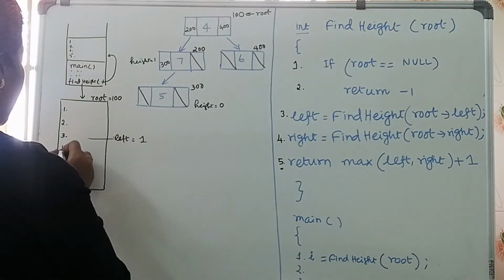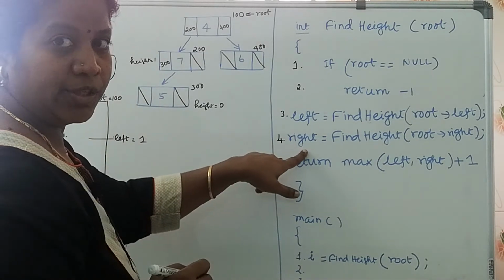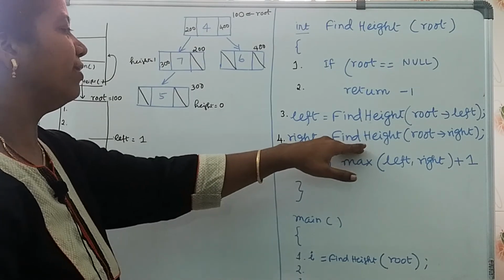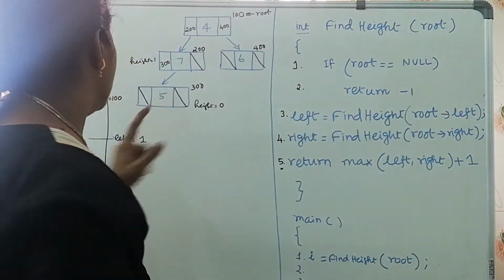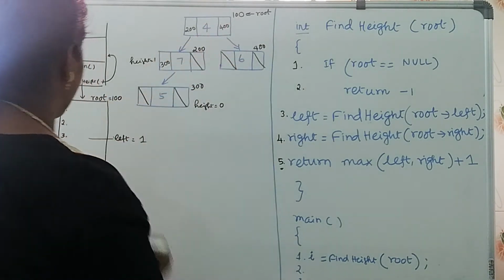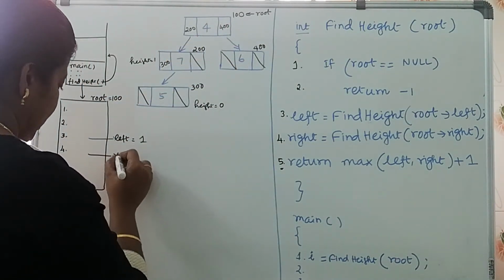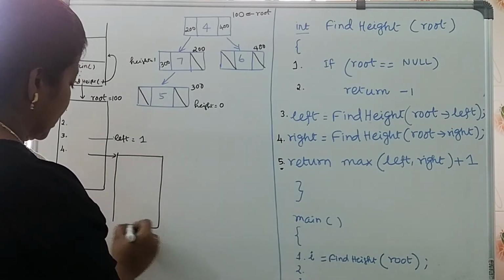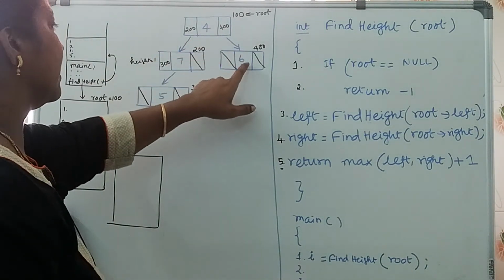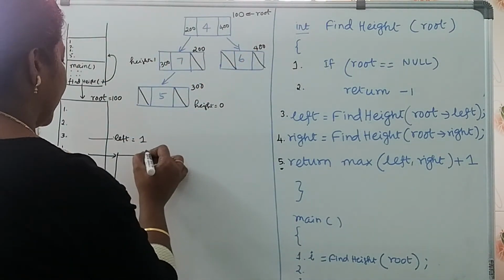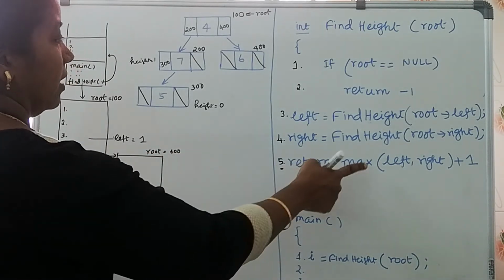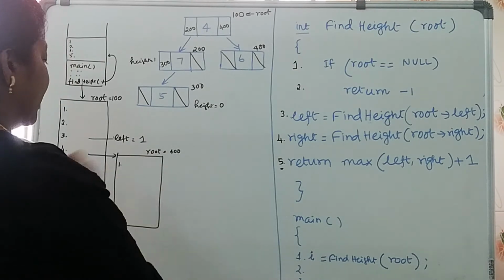Now line number 4 will get executed. Line number 4 is calling the function find height of root of right. What is root? Root is 100. 100 right gets called. Since it has the right child, and the right child is 6, the root value of that is 400. And after passing this, line number 1 gets executed.